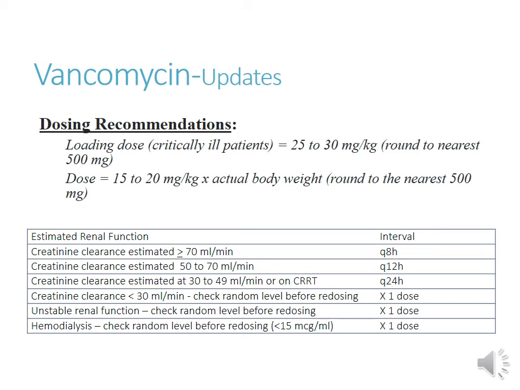And so what ends up happening if you have patients who have really unstable renal function or really poor function, sometimes what we'll do is just give a single dose, and then we'll do random levels at set periods of time after that to determine at what point they get to that trough level that we're looking for, and then we redose it.